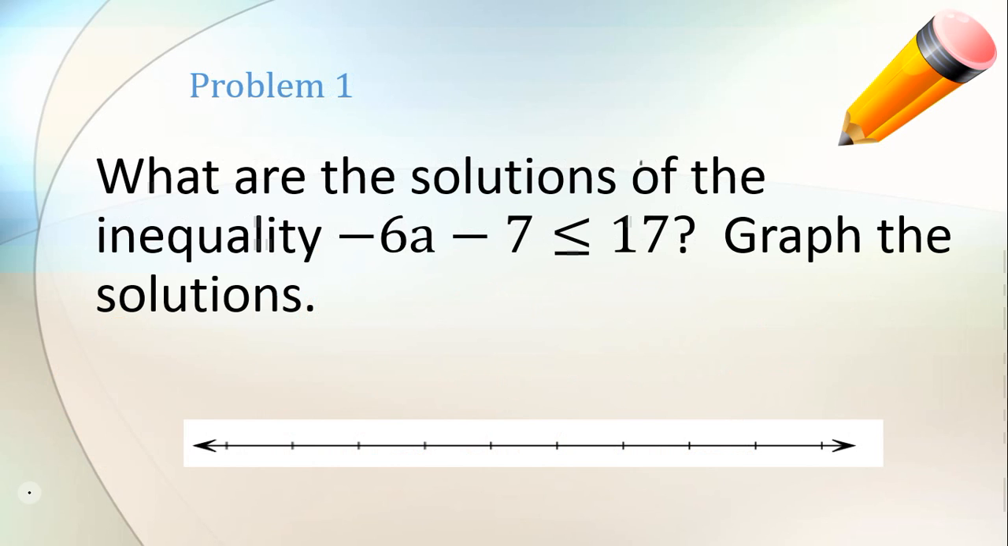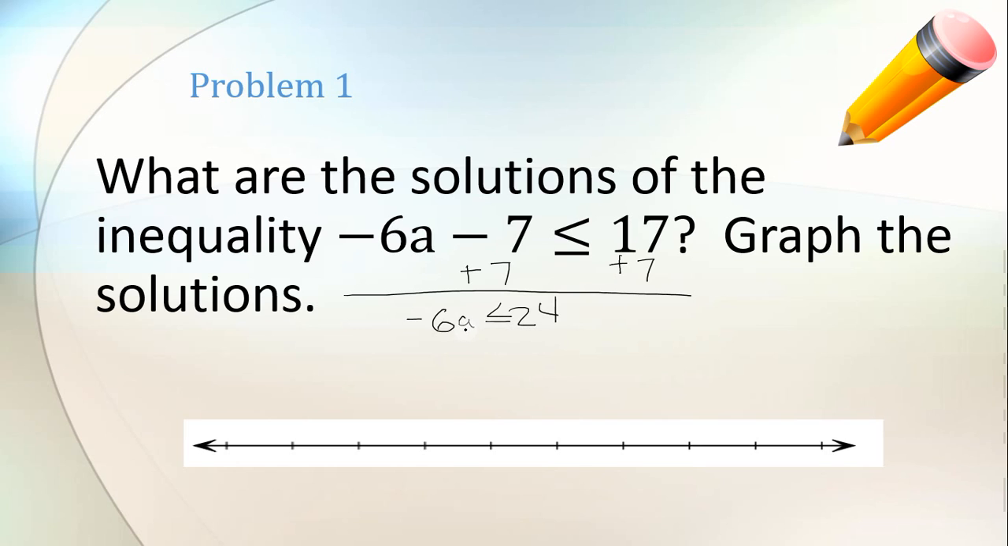So the first problem. What are the solutions of the inequality negative 6a minus 7 is less than or equal to 17? So I'm going to solve this just like there would have been an equal sign. So I'm going to add and subtract first before I multiply or divide. So I'm going to add 7 to both sides, and I'm going to get negative 6a is less than or equal to 24.